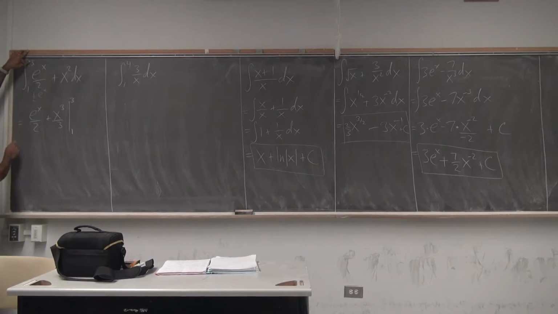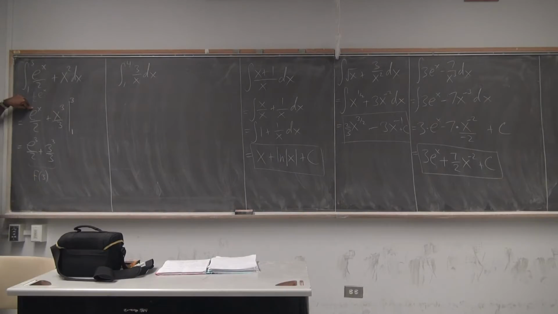And then what do you do with those? You plug them in. You first plug in the 3. You plug in the top number first, right? You're going to plug it in for all your x's. So you have e cubed over 2 plus 3 cubed over 3. Then what? You can think of this guy as big F of 3.